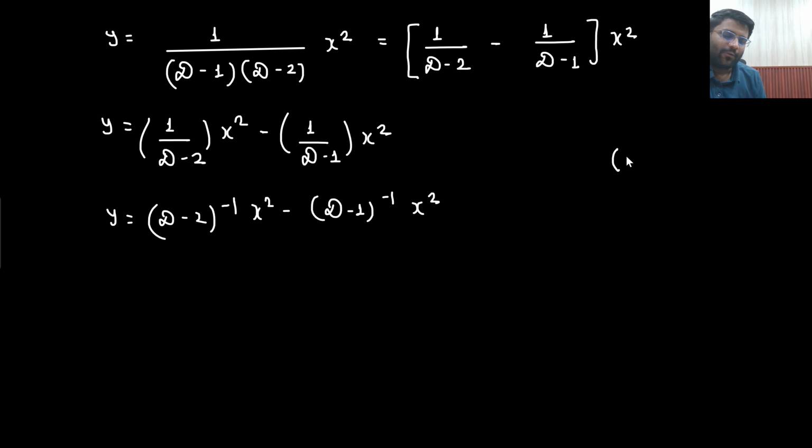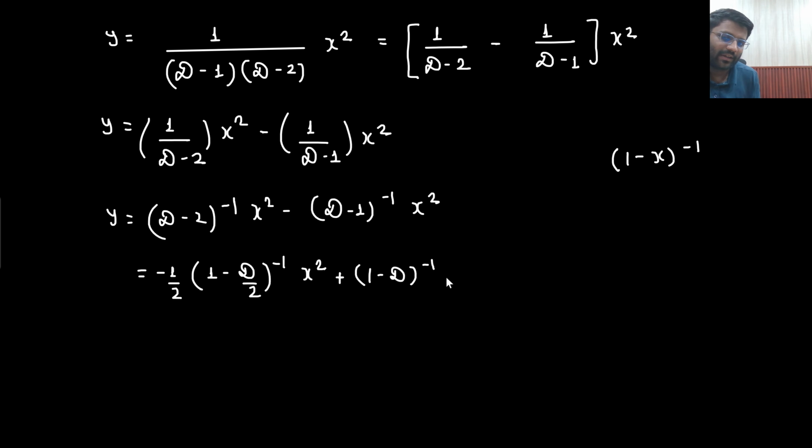Now I remember the formula for (1 minus x) to the power minus 1. Can I make this form? Yes sir, I can try making this form. What I can do is take minus 2 outside. If you take minus 2 outside, what will you get? Minus 1 by 2 here. Then you will get (1 minus d by 2) to the power minus 1 x square. Did you understand this point? Minus d by 2, this will become 1. And from here you take minus 1 outside. If you take minus 1 outside, this sign will become plus. It will become (1 minus d) to the power minus 1 x square.